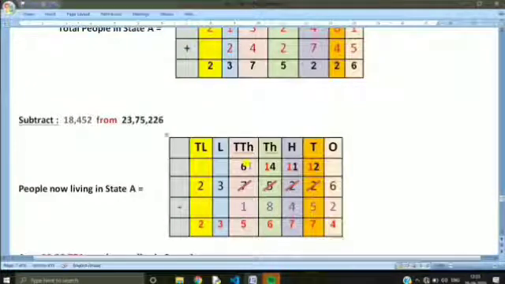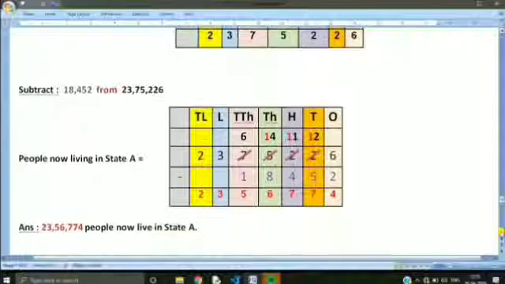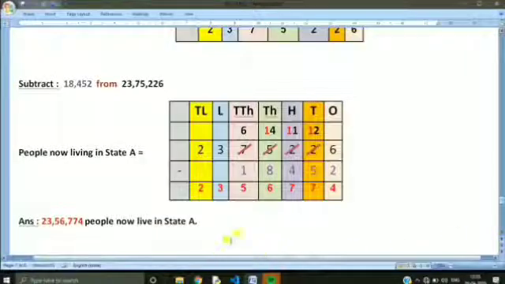Moving to the 10,000 column, 6 minus 1, it will be 5. Next lakh column, number is 3 alone, so copy it as it is. Next 10 lakh column, number 2 is alone, copy it as it is. So this way we have our final answer. 23,56,744 people now live in state A. So this way we can get the final answer of state A.